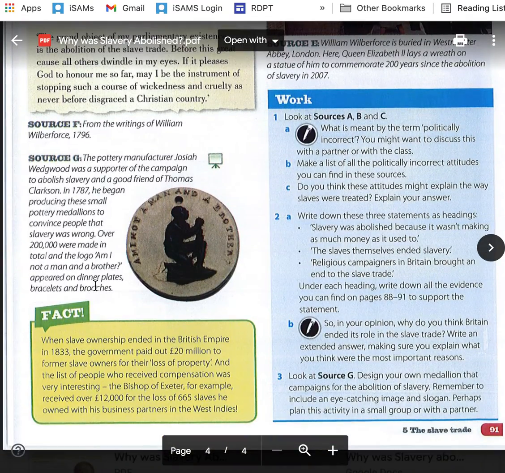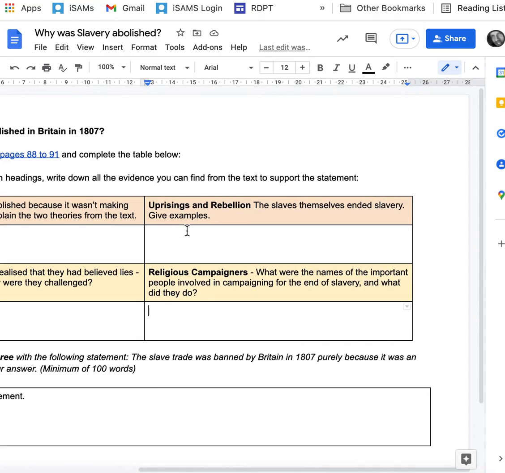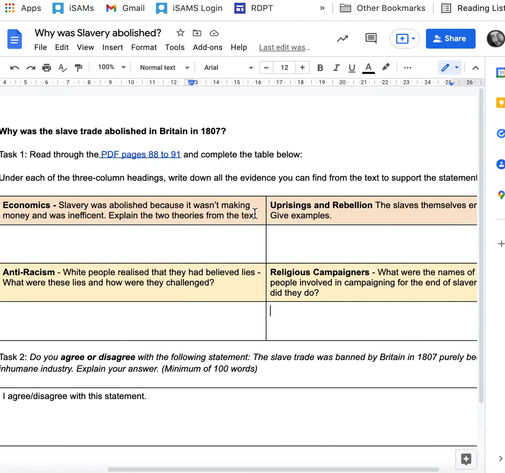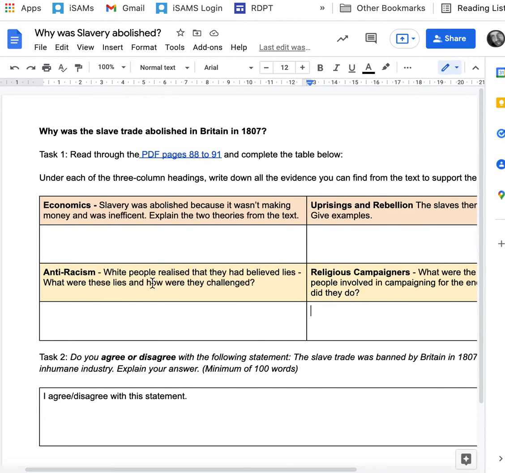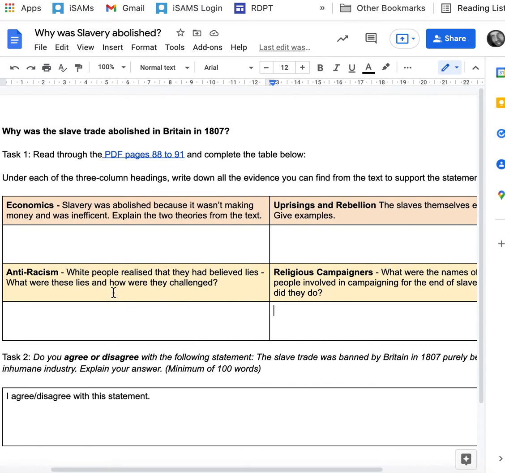Okay. So what you've got to do here is make notes from this. Give me the evidence. I put some leading questions in there for you to actually do. Like explain the two theories from the text or give examples of the rebellion. What were the lies of racism and how were they challenged? And what were the names of the important people involved in campaigning for the end of slavery, and what did they do? So fill in those sections based upon those questions.